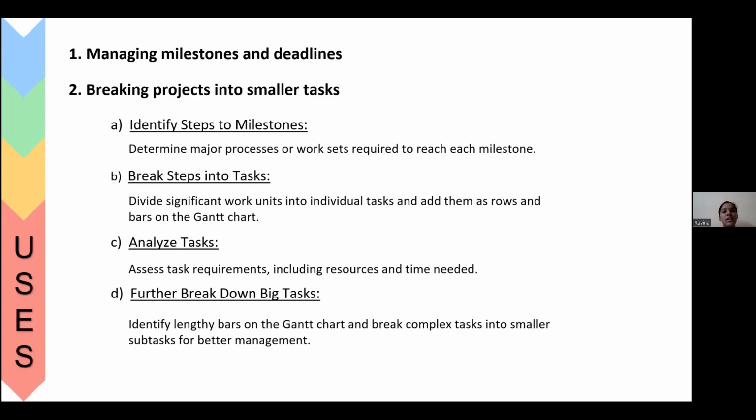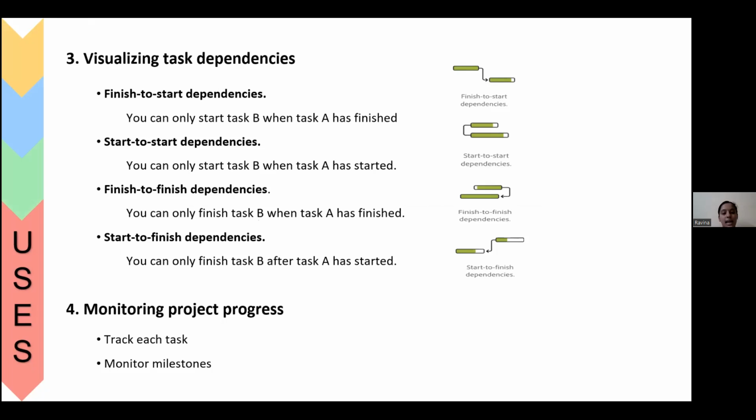The uses of the timeline chart are, as I mentioned earlier, managing milestones and deadlines. Next is breaking projects into smaller tasks. This is to identify steps to milestones, like which task can take more time, and setting milestones for them. Break steps into tasks. As we are breaking the project into tasks, that's the breaking steps into tasks. Analyze the task, further break down big tasks. Once we have plotted the tasks, if we feel that the tasks are big, we can further classify them into subtasks. Next, visualizing task dependencies.